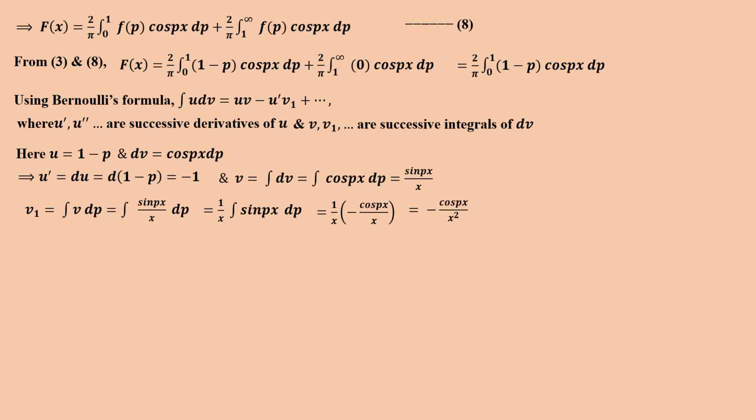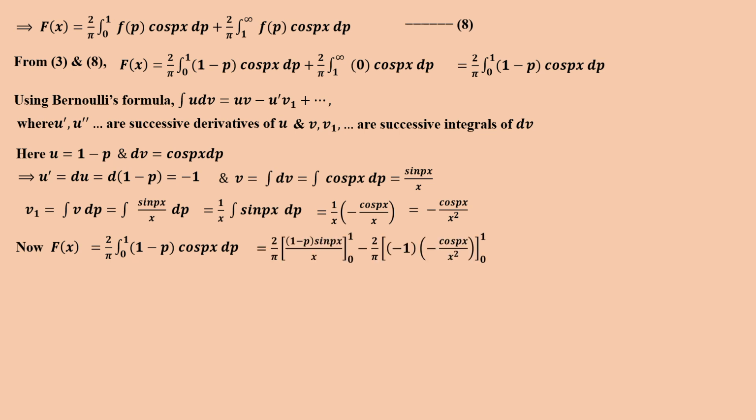So using this idea to evaluate that integral, capital F of x is equal to 2 divided by pi integral 0 to 1 of (1 minus p) cos px dp, which is equal to first uv. So 2 divided by pi is common, u is 1 minus p and v is sin px by x, limit is 0 to 1, minus integral v du, right, minus 2 divided by pi. So du, that is the derivative of u, is minus 1, into v, that is v1.